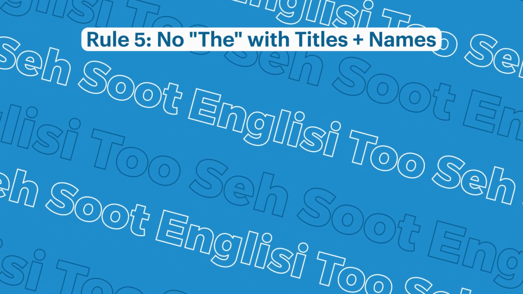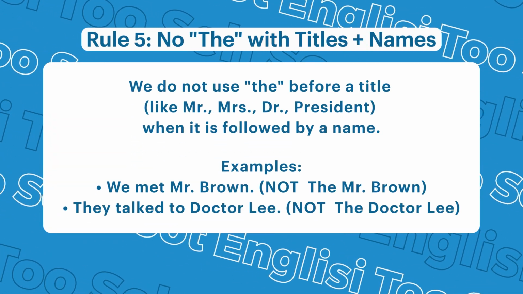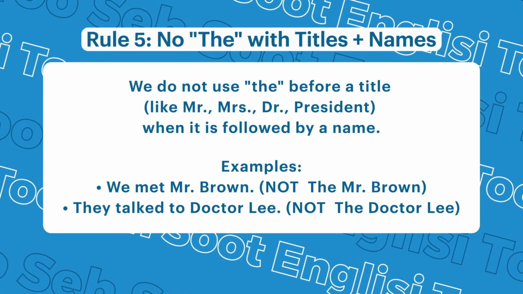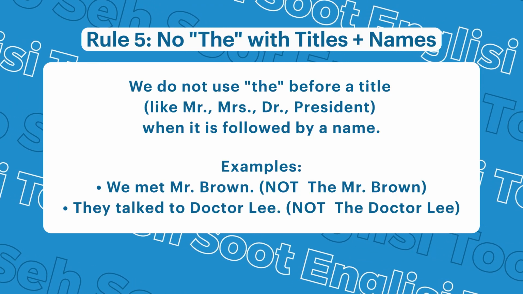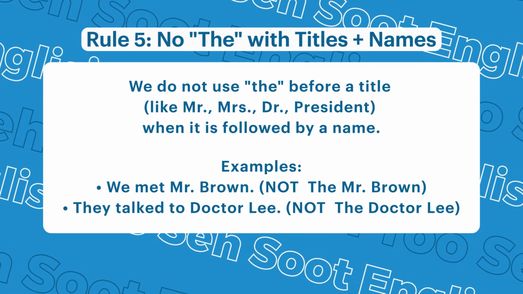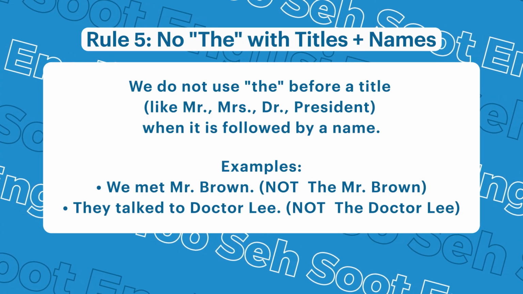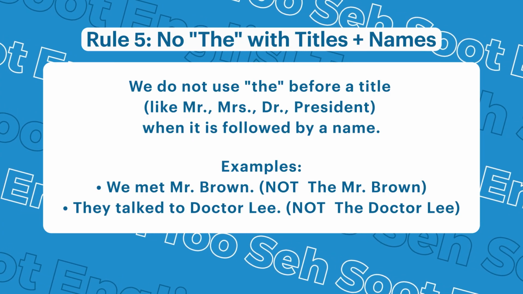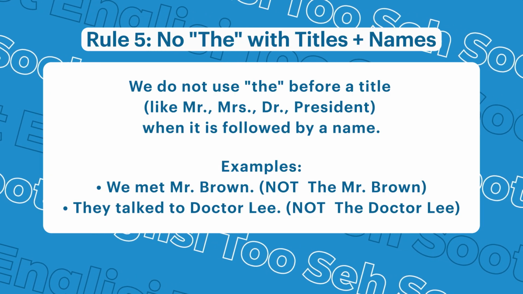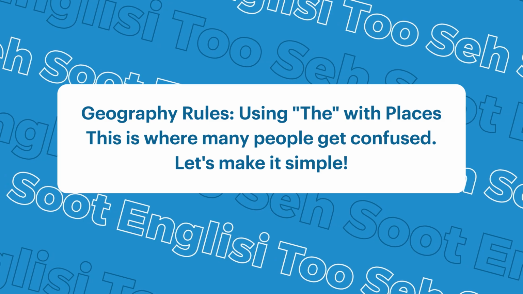Rule number 5. No the with titles and names. It means we do not use the before a title like Mr., Mrs., Doctor, President when it is followed by a name. For example, we say we meet Mr. Brown. We don't say we meet the Mr. Brown. We say they talk to Dr. Lee. We don't say we talk to the Dr. Lee. It's totally wrong.